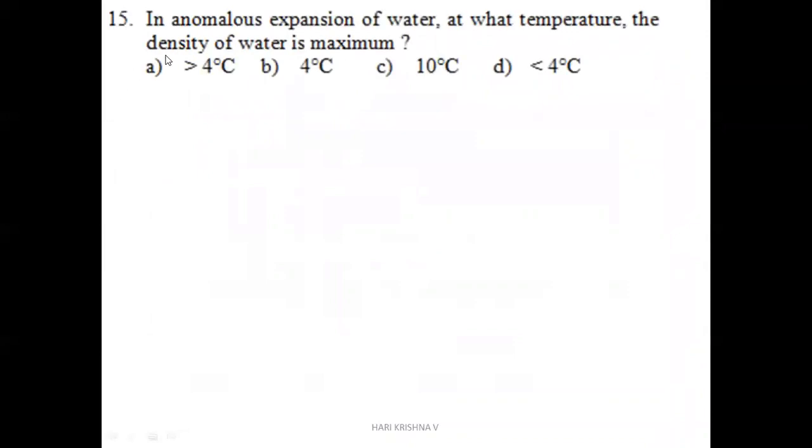Next, expansion of water: the temperature at which the density of water is maximum. The maximum density is at 4 degrees Celsius, right? Except for nitrogen, every other substance will have a density less than water. So the maximum density of water is at 4 degrees Celsius.